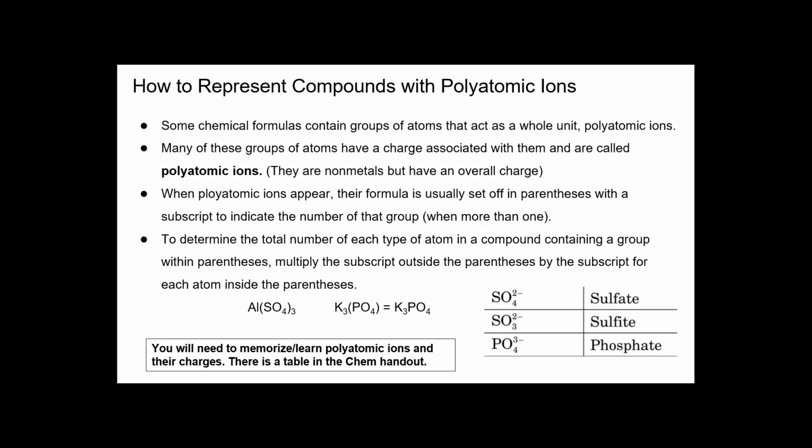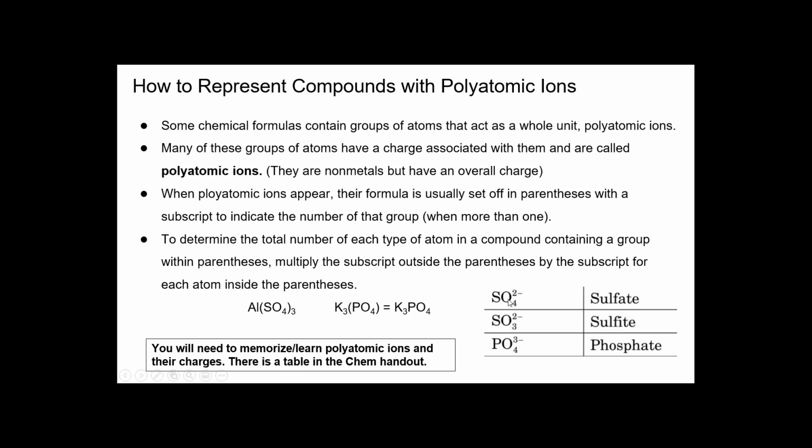Oh, I misspelled that word. Polyatomic ions appear. The formula is usually set off in parentheses with a subscript to indicate the number of that group when there's more than one. That's an exception when there's more than one. To determine the total number of each type of atom in a compound, we multiply the subscript outside the parentheses by the subscript for each atom. This may not make sense, but I'm going to show you how to write them.